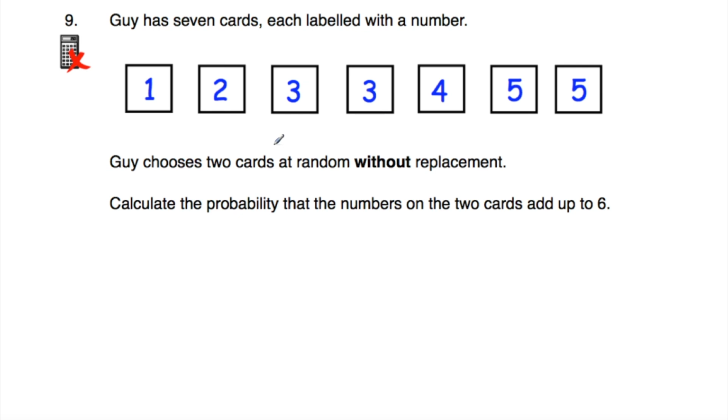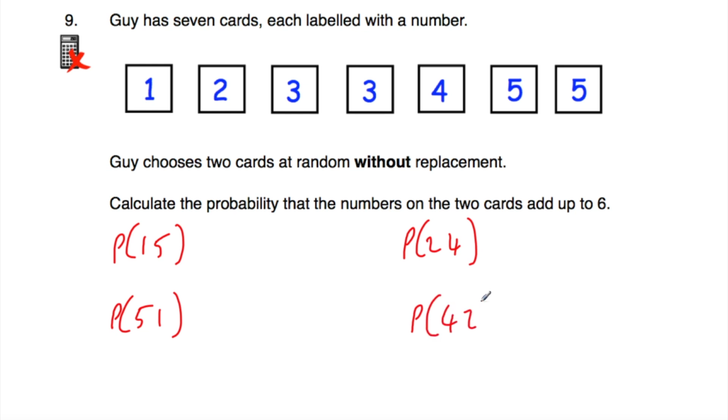So let's consider the options that could work. So it could be a 1 and a 5. We could then find the probability of a 5 and a 1. They would also add together to be 6. We could find the probability of a 2 and a 4. They would add together to be 6. We could find the probability of a 4 and a 2. They would also add together to be 6. And finally, we could find the probability of a 3 and a 3. So they would be the options that would work. Guy could take out a 1 and a 5, or a 5 and a 1, a 2 and a 4, or a 4 and a 2, and finally a 3 and a 3. They're the options that would give us 2 numbers that would add together to be 6.